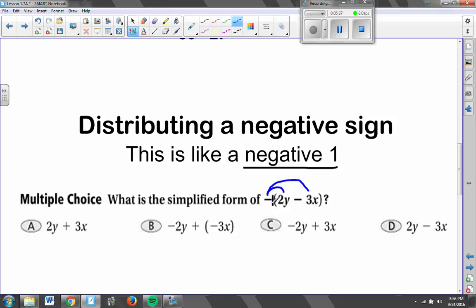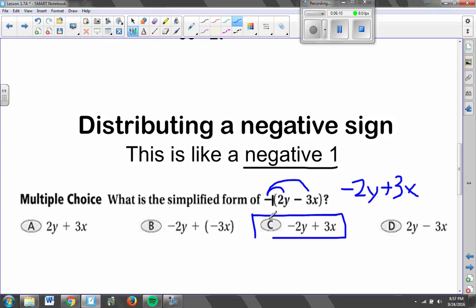So negative 1 times positive 2y gives me negative 2y, right? And negative 1 times negative 3x, well, minus and minus make plus when we multiply. Bad guy leaving town. 1 times 3 gives us 3, and I can't do anything with the x. I just leave it on there like that. So I get negative 2y plus 3x. I basically made the 2y negative and flipped the 3x back to positive. I would choose letter C here.